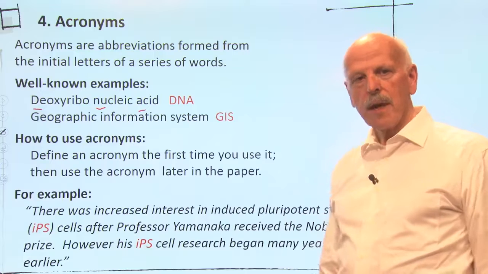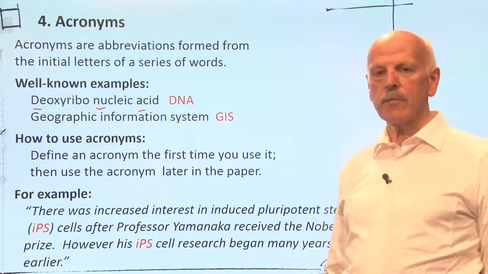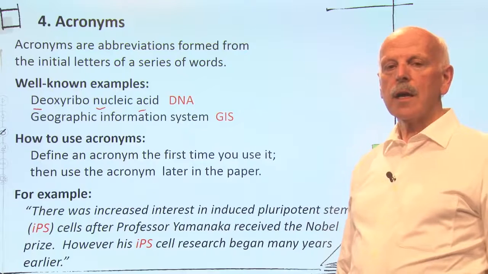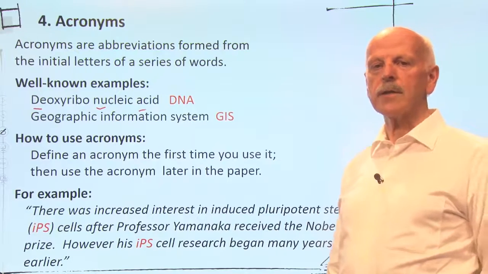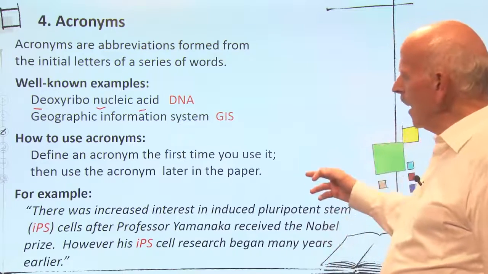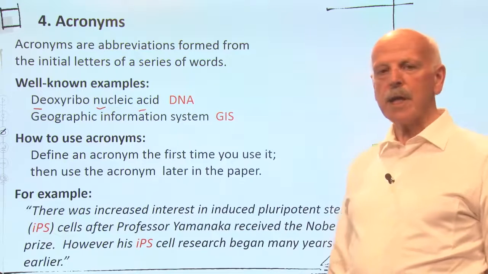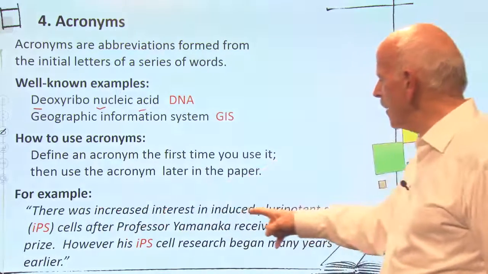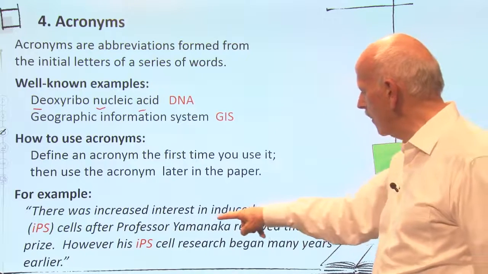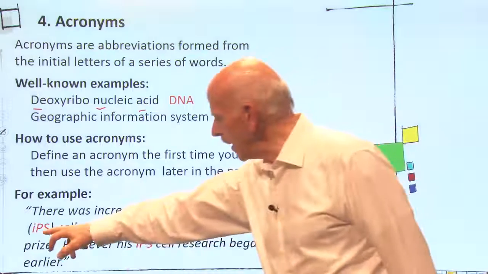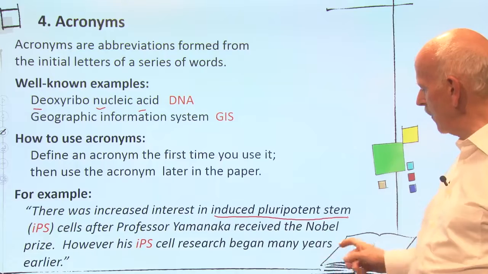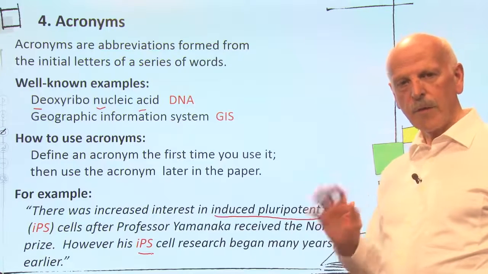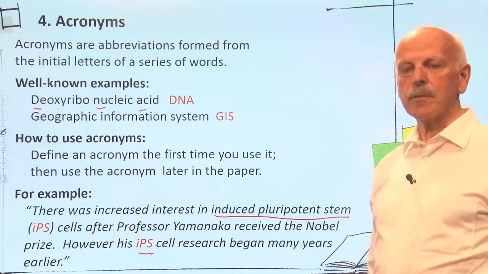So how do we use acronyms? Acronyms you define at the first usage. So if you are creating an acronym, you could just simply take the first letters of the string of words, such as Scientific English Writing, S-E-W, and there you have an acronym. Once you have produced the acronym, then you can use it again later in the work and you don't have to keep defining it. So there was increased interest in induced pluripotent stem, there's the basis for the acronym, iPS, cells, after Professor Yamanaka received the Nobel Prize. However, his iPS cell research began many years before. You define the acronym the first time and then use it subsequently in the paper.